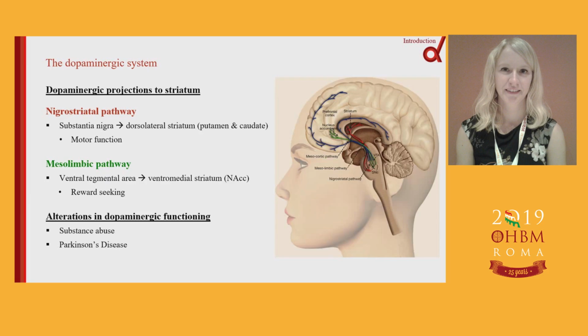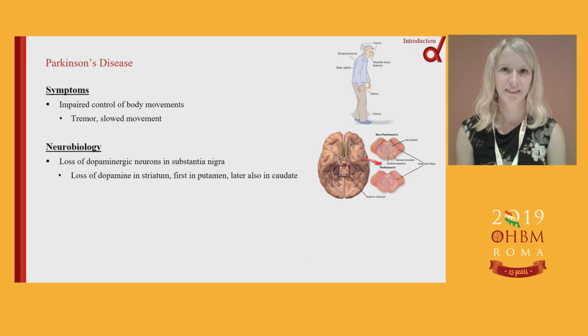Alterations in these pathways have been implicated in several neurological and psychiatric conditions, including substance abuse and Parkinson's disease. And in this talk, I will mainly focus on Parkinson's disease, which is a neurodegenerative disorder characterized by impaired control of body movements, such as tremor and slowness of movement. The disorder is caused by loss of dopaminergic projections in the substantia nigra. And because these neurons project to the striatum, this means that there's also a loss of dopamine in the striatum. This occurs first in the putamen, but later also in the caudate regions.